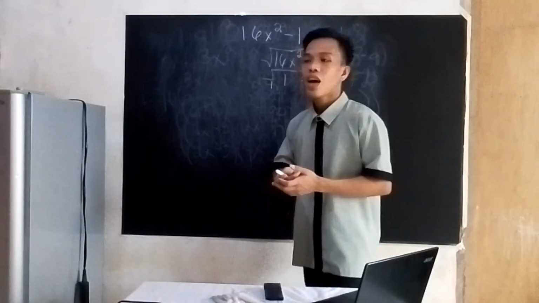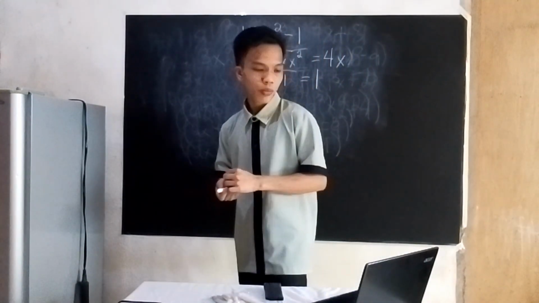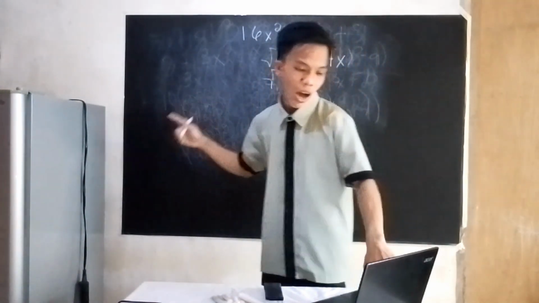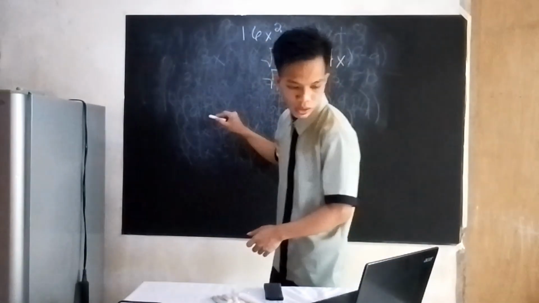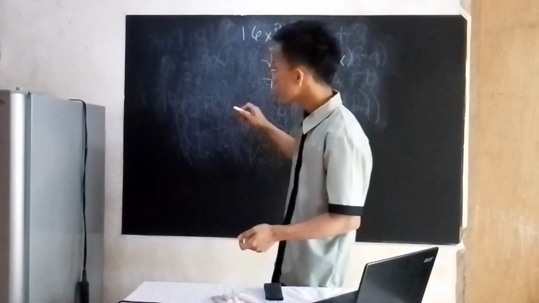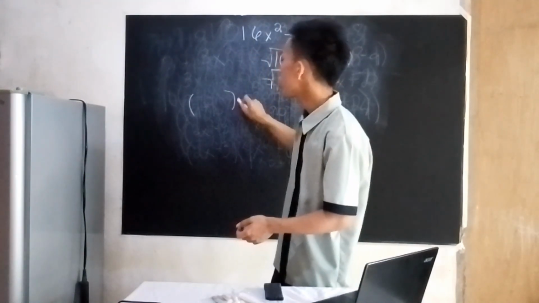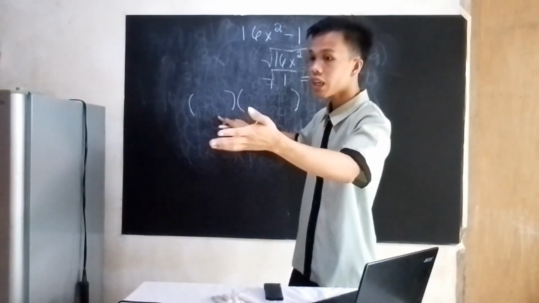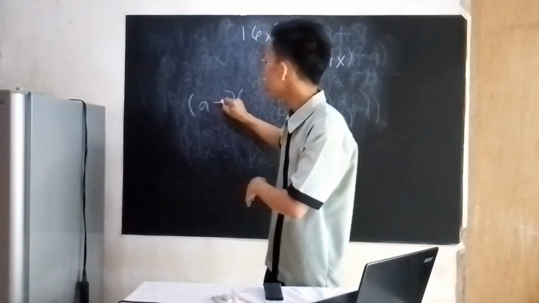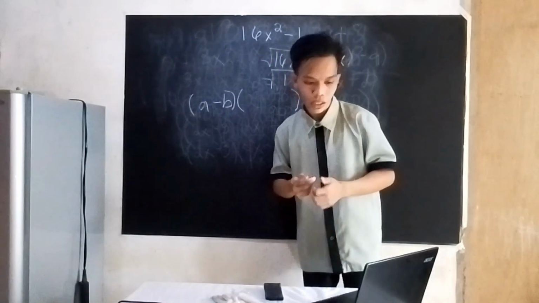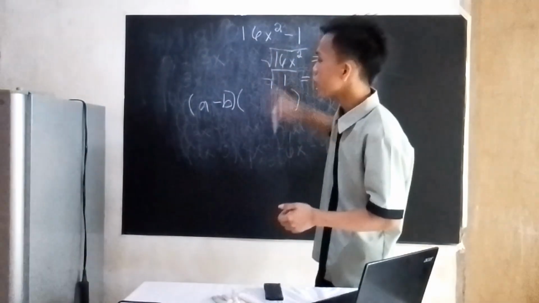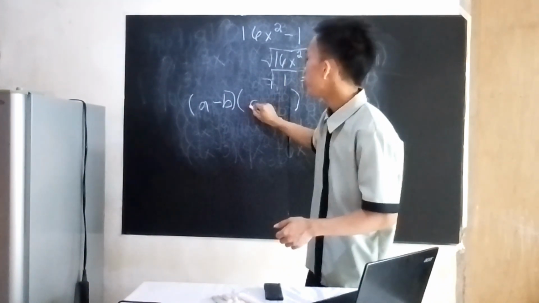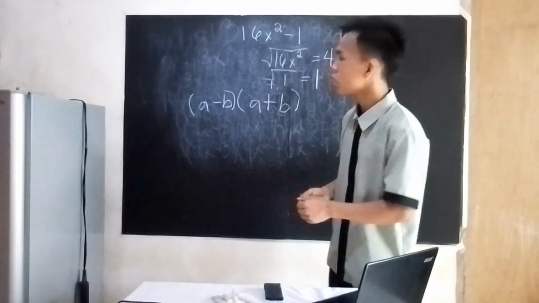So just like the difference of two cubes, the difference of two squares has a formula also. For the first parenthesis, it will be the same sign. And for the second one, it will be the opposite sign. So we are just going to copy this, then the opposite of negative will be positive. So A minus B times A plus B. Got that?